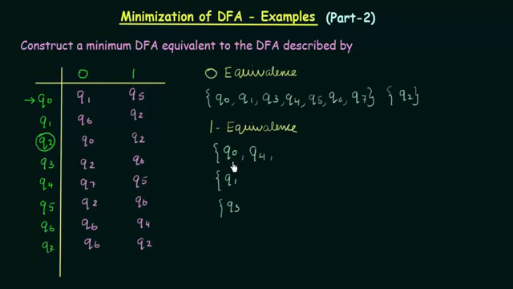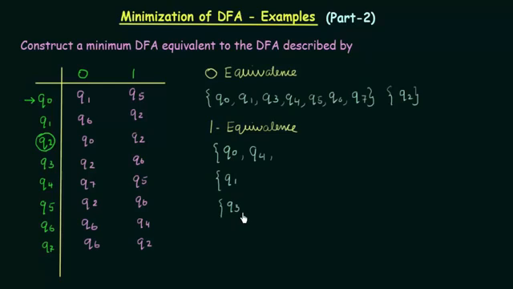Now Q5 I can check with either Q0 or Q4 because these two are already 1 equivalent to each other. So if it is 1 equivalent to either of them, it will be equivalent with both of them. So let me just check Q4 and Q5. Q4 and Q5 on getting input 0, they go to Q7 and Q2. Q7 is in this set, Q2 is in another set. So they cannot be 1 equivalent. So let me check it with Q1, Q5 and Q1. Q1 on getting input 0 goes to Q6 and Q5 goes to Q2. Q6 and Q2 fall in different sets, so they cannot be 1 equivalent to each other.